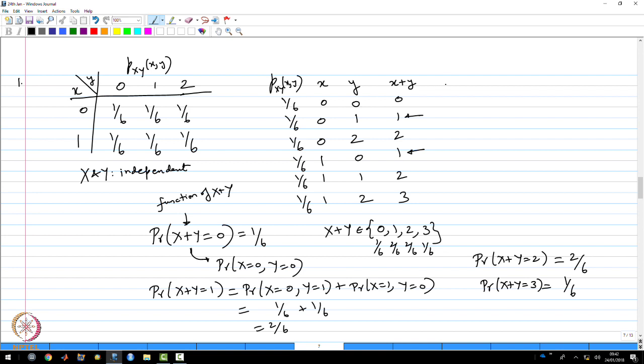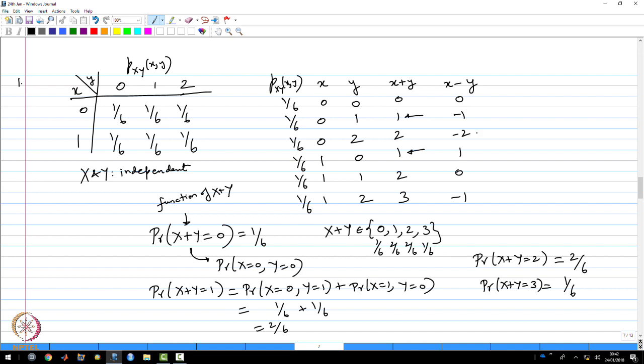Now suppose somebody asks you to find x minus y, right? You can just keep continuing on this table. So what is x minus y here? Minus 1, minus 2, 1, 0, minus 1. So that's it. And then you ask the same question, what's the probability that x minus y is 0? You simply add these two guys, you'll get 2 by 6. What's the probability that x minus y is minus 1? You'll get 1 by 6 plus 1 by 6, again 2 by 6. What's the probability that x minus y is 1? 1 by 6. What's the probability that x minus y is minus 2? Again 1 by 6. Okay.